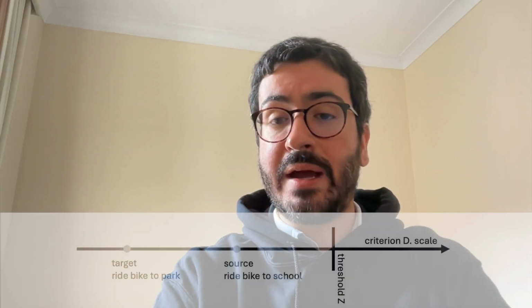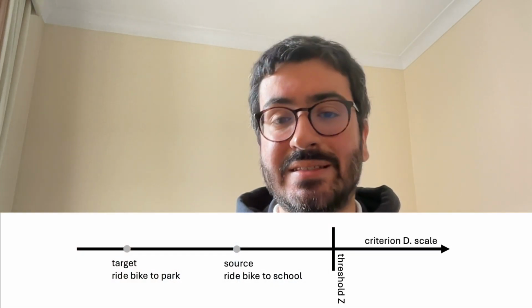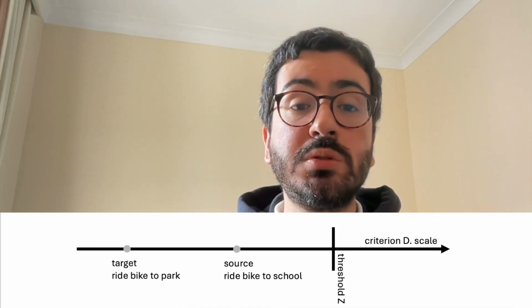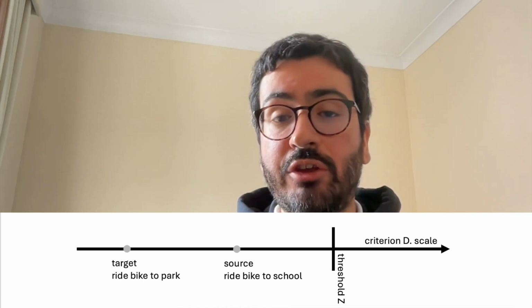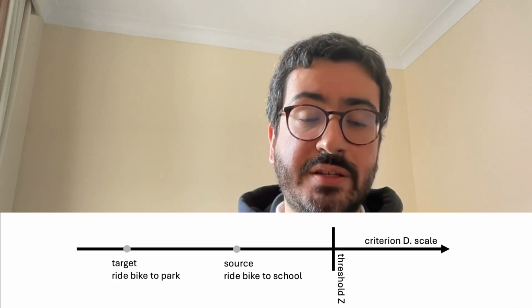Let's see this with a simple example. Suppose that a child's parents say the child is allowed to ride their bicycle to their school located within 5 kilometers from the child's home. Action 1, riding a bicycle to school, is permitted within the criterion distance scale, which means that the school distance ranks below the threshold of distance the child's parents allow them to ride their bicycle.